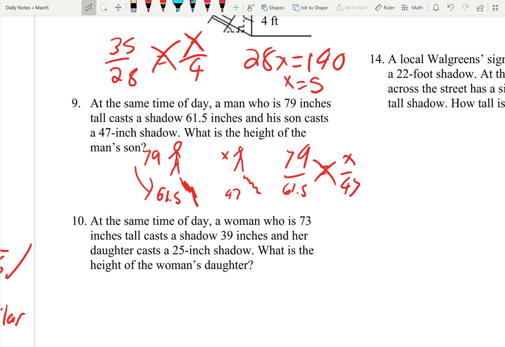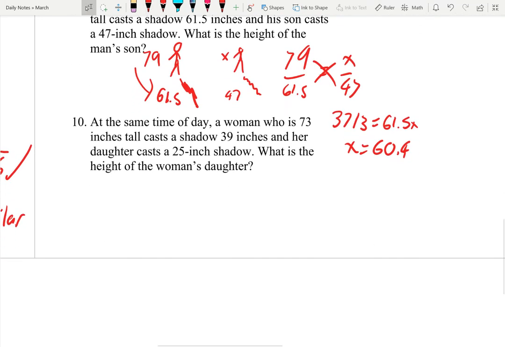So 79 times 47 ends up being 3,713. So 3,713 equal to 61.5 times x, so 61.5x. Divide both sides by 61.5, and we end up with 60.4 if you want to round. Say x equals 60.4 inches.